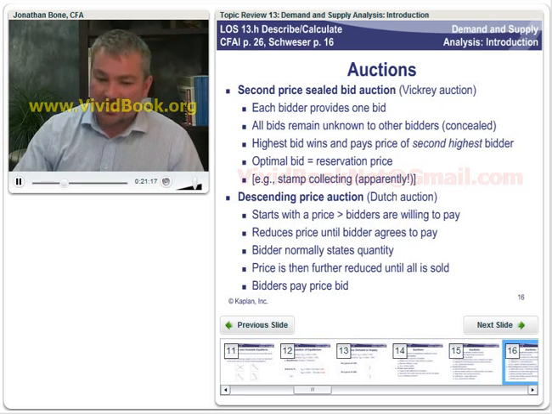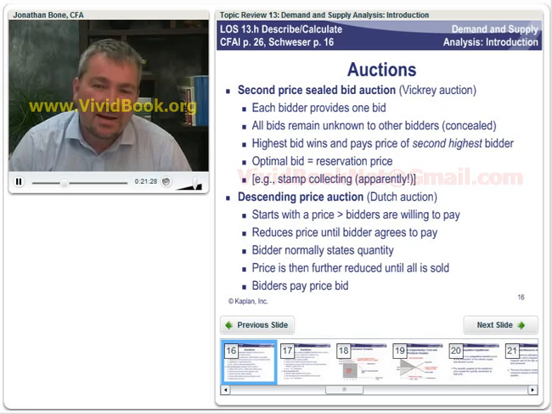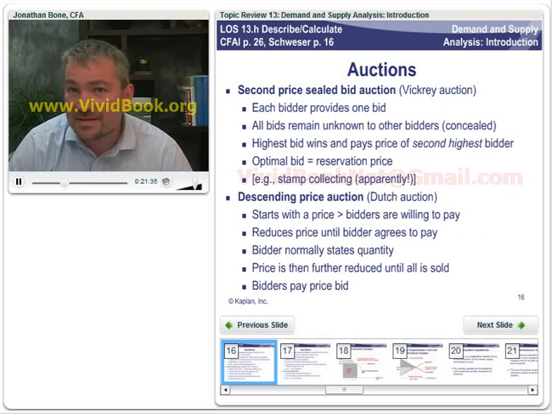Vickrey auctions, second price sealed bid auction. Each bidder provides one bid. All bids remain unknown to other bidders, so it's concealed like the previous one. But notice here, if you win, the highest bidder doesn't pay the price that they bid. Instead, they pay the price of the second highest bidder.